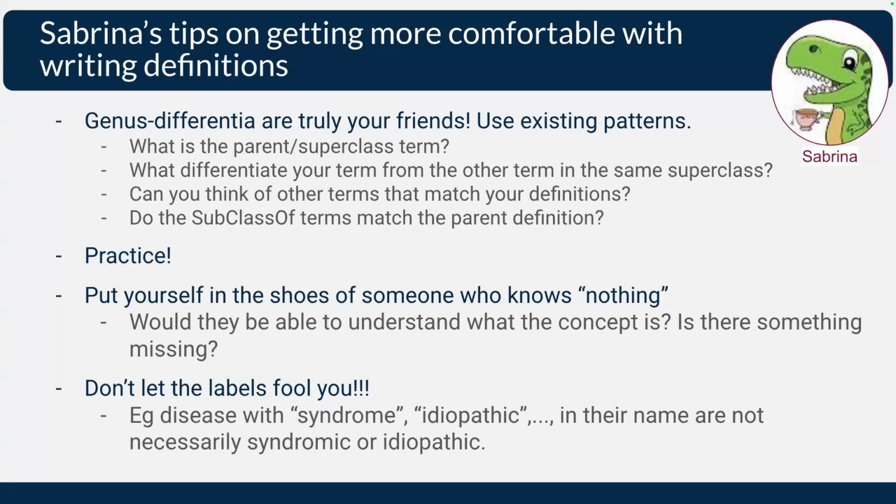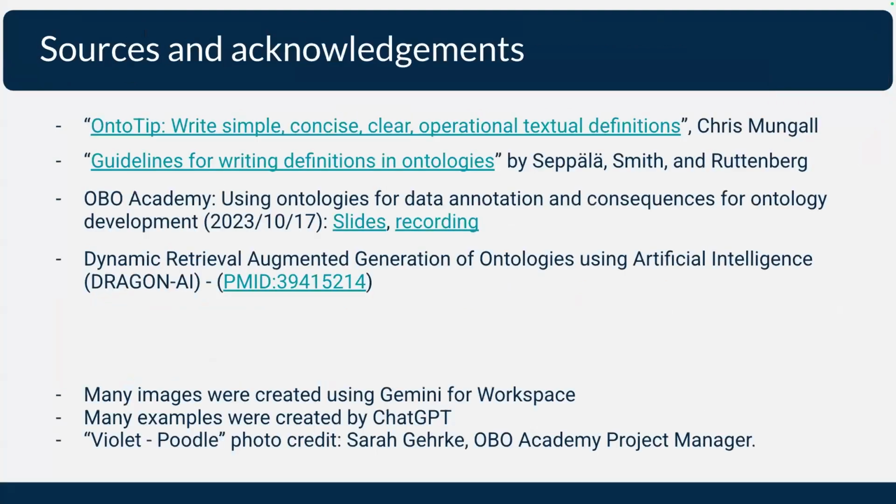And lastly, do not let the labels fool you. This is an example for the disease world. We all have those examples where there are things like syndrome or idiopathic in the label, and then you think, oh, it means that this disease is idiopathic, and it's not. So do not trust labels, do not trust names, really only trust concepts.